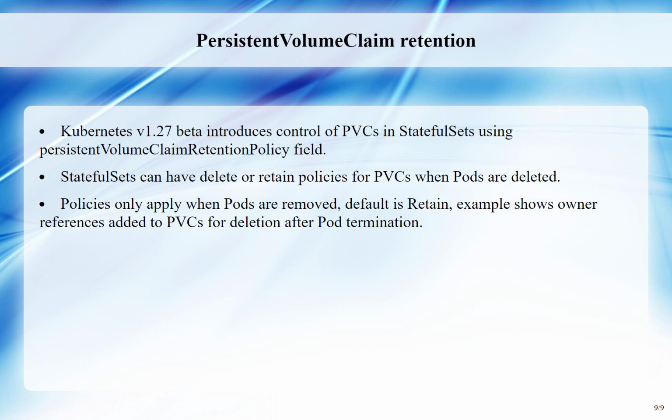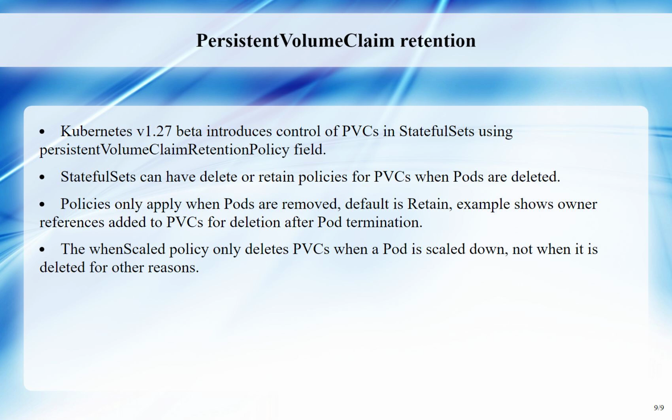The example policy demonstrates how the controller adds owner references to PVCs so that they are deleted by the garbage collector after pods are terminated. The whenScaled policy deletes PVCs only when a pod is scaled down, not when it is deleted for another reason. If a pod is condemned and marked for deletion, it is first set as an owner to the associated StatefulSet template PVC before being deleted.